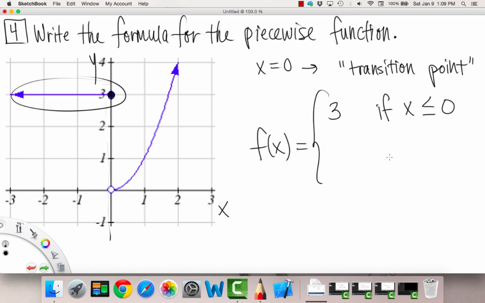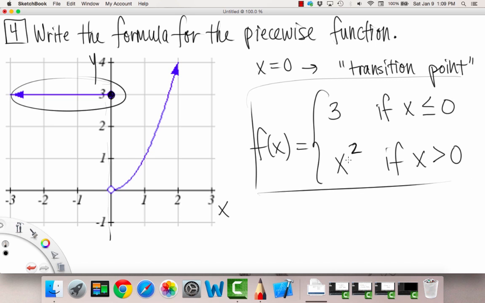And then how do we do the other one? So this would be if x is greater than 0, strictly greater than, not or equal to, right? So if it's strictly greater than 0, then we have what looks like our parabola, so that would be x squared, okay? And that's pretty much it. We've constructed the formula for our piecewise function.